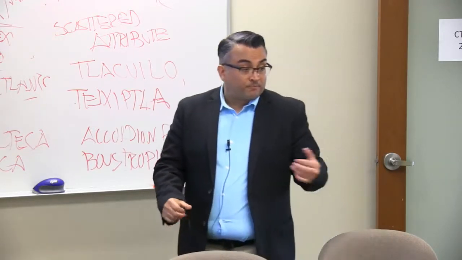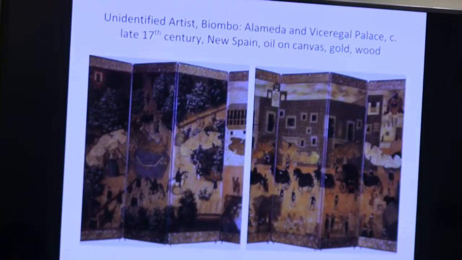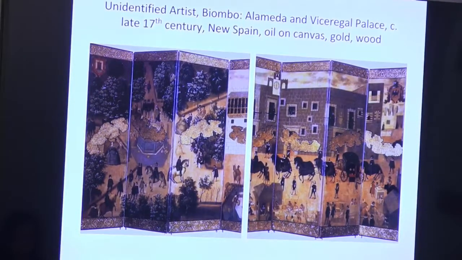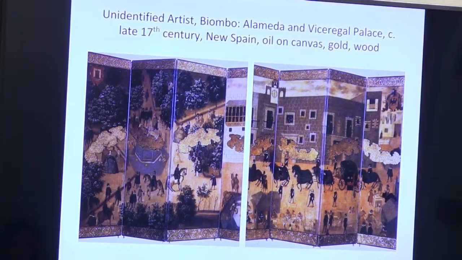For example, here's one that's a bit more characteristic. This is unidentified artist, late 17th century. It represents the Alameda Park and then the Viceregal Palace with the procession in front of it. It's oil on canvas, gold, and wood.